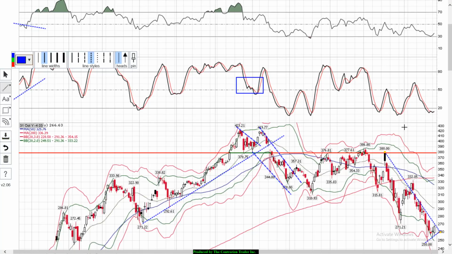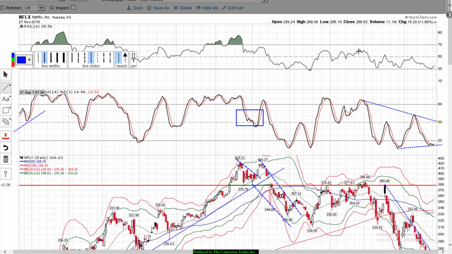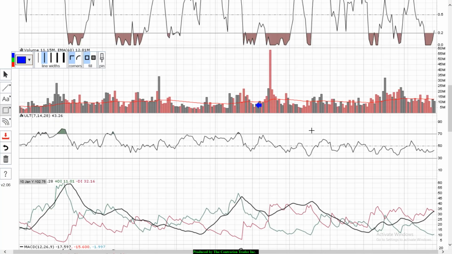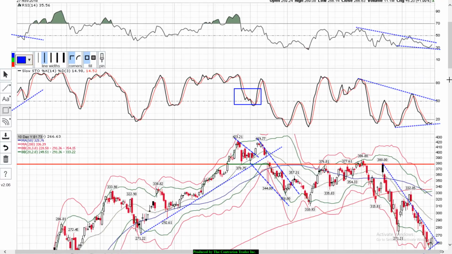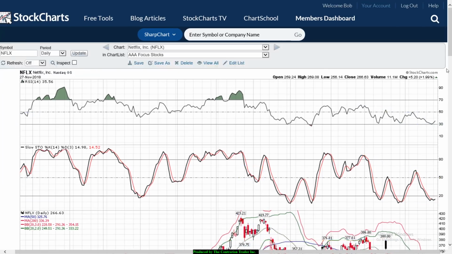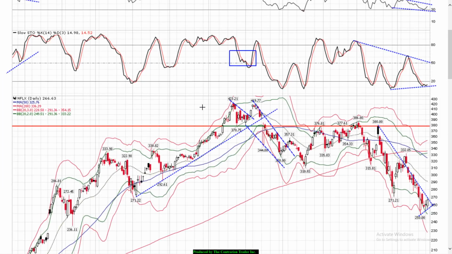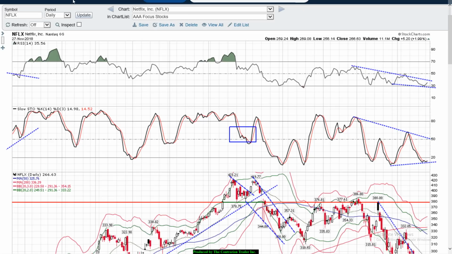So what we're looking for here is a breakout on either A, our forward-looking indicators, RSI and stochastic, or B, on price. And we're looking for that breakout to occur on volume, and we don't have that yet. So while I'm bullish on Netflix for a short-term swing trade, not an investment, but a short-term swing trade, we're going to proceed with care. I want to wait for a breakout. So members, more to come.